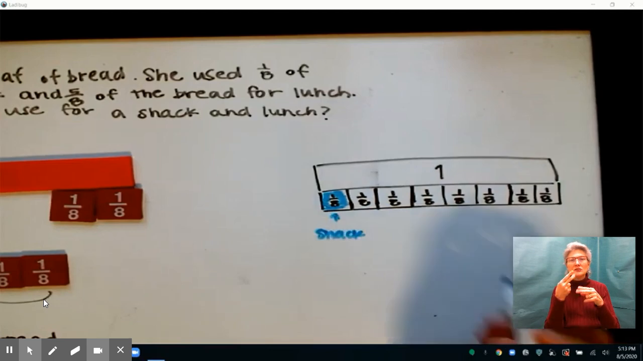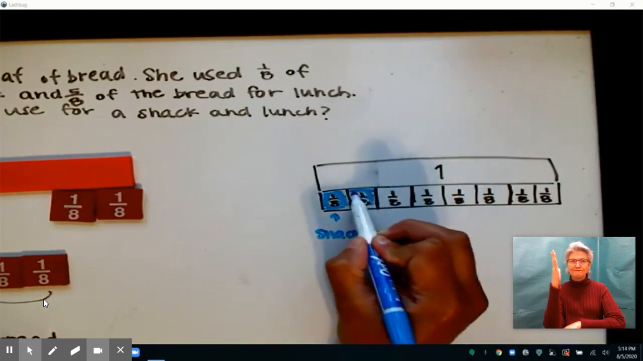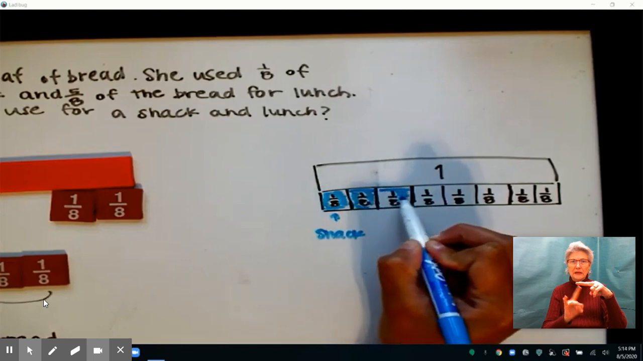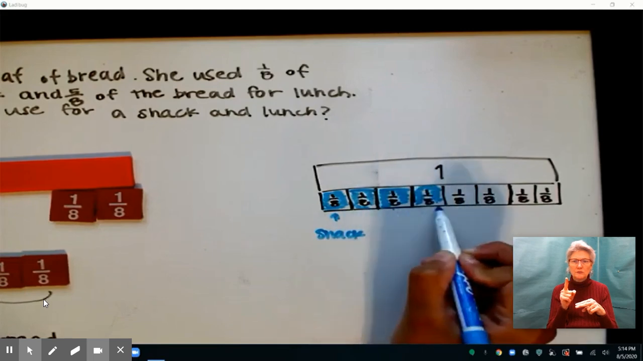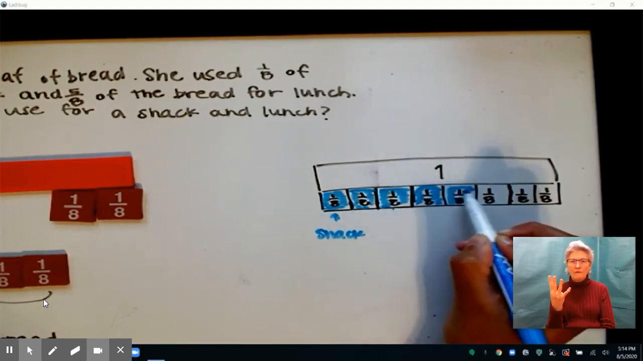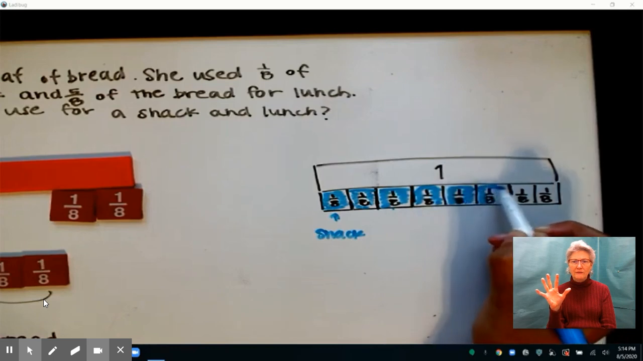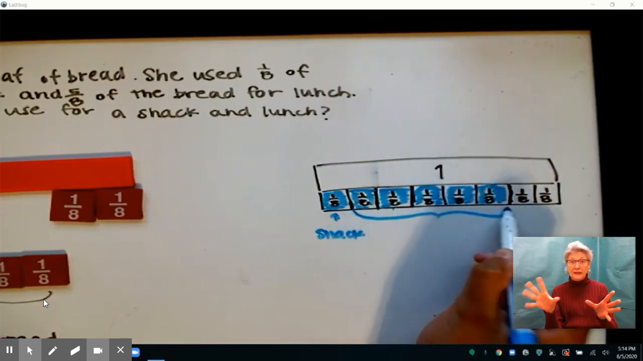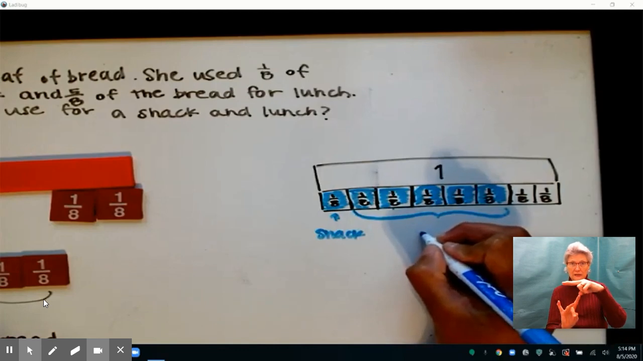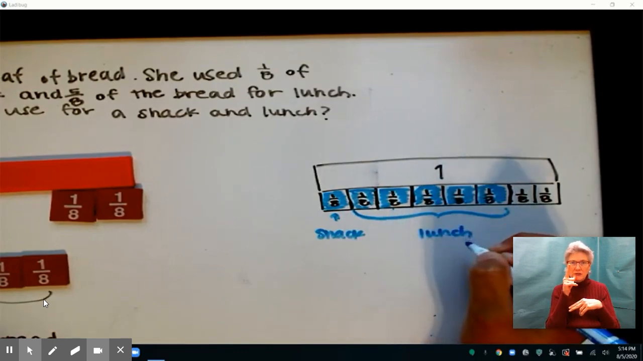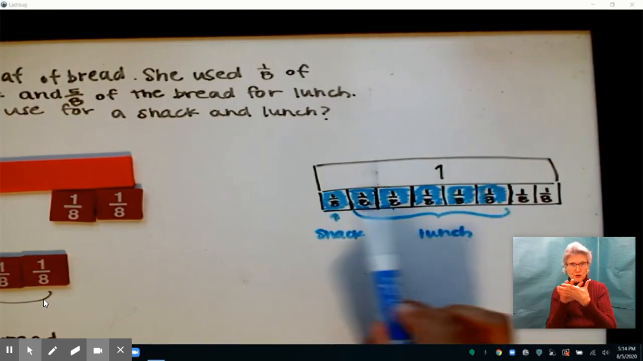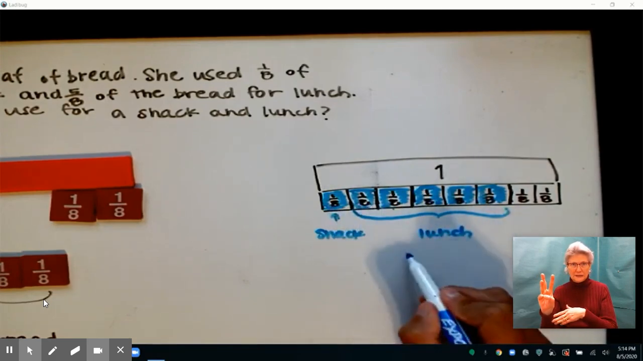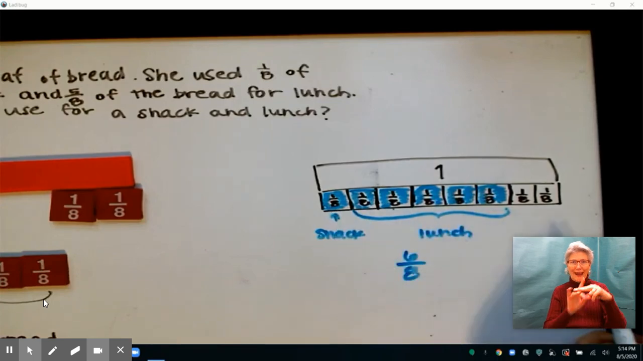And then she used 5/8 for her lunch. So I'm going to shade in 5 pieces to represent the 5 slices that she used. So I have 1, 2, 3, 4, and 5. And these 5/8 were the bread that she used for lunch. And now, again, I see that I have 6 1/8-size pieces that are shaded. I can count up 1, 2, 3, 4, 5, 6, and I know that each of those represents 1/8, so I have 6/8 in total.